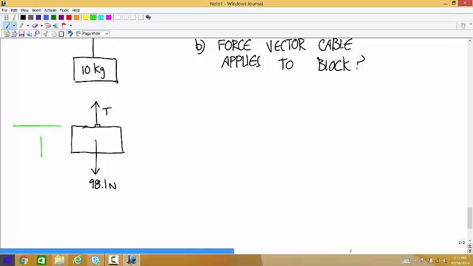I'll use a coordinate system like this again. So Newton's second law, what are the components for the weight force? Yep, 0, negative 98.1, because that's in the negative y direction. And what are the components for the cable force? You see that cable force is acting in the positive y direction. So that's just going to be 0 for x, positive T for y.